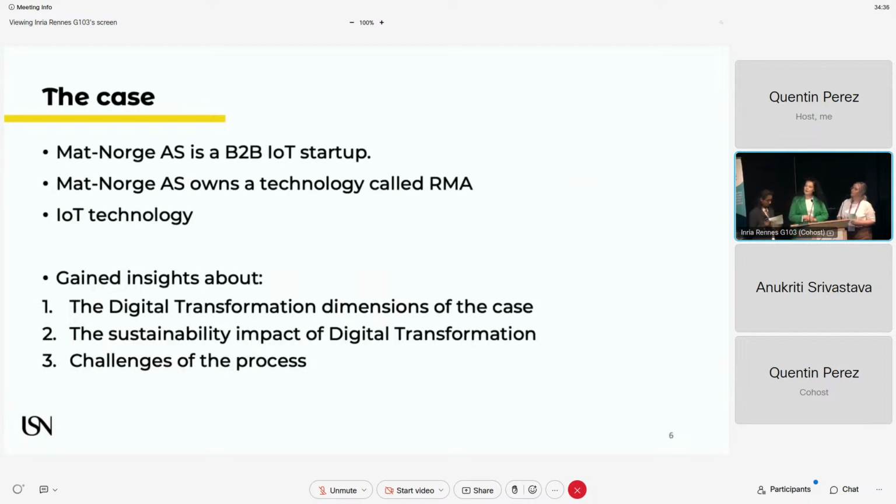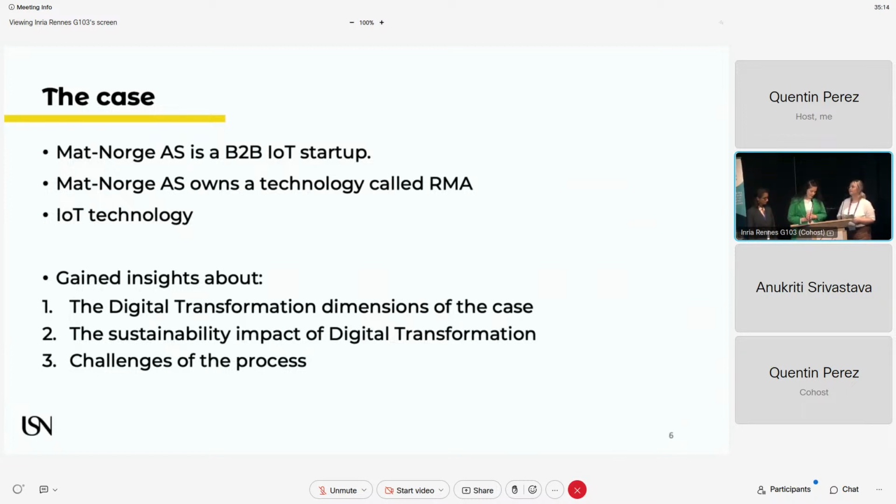So MatNorge is a B2B-based IoT startup in Norway. They work towards grocery chains, and they use a self-developed technology that they call RMA, or Retail Multi-Automation. This allows for the automation of the stores. RMA is an Internet of Things-based technology, making it able to both locally and remotely control the store. It also allows for the store to be operating and running on its own.